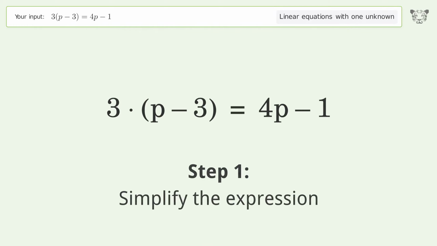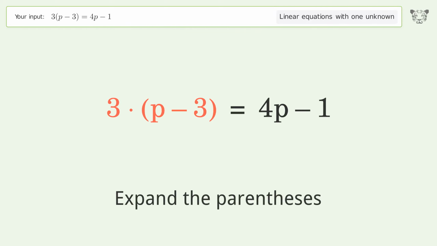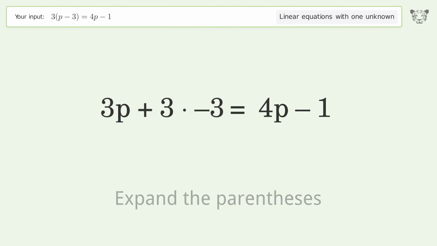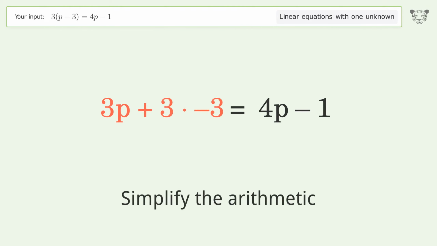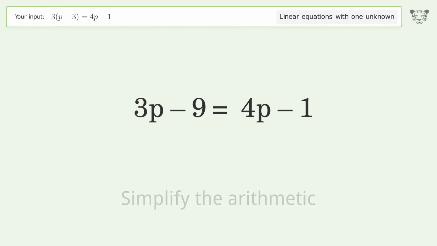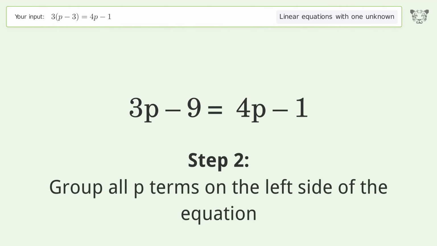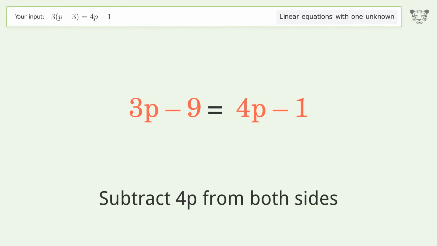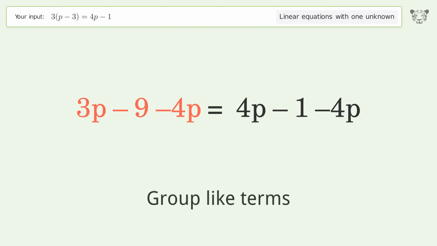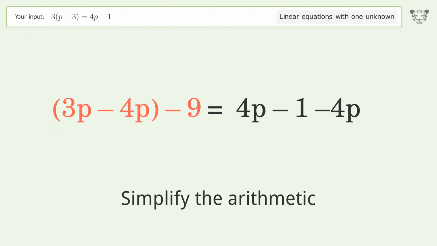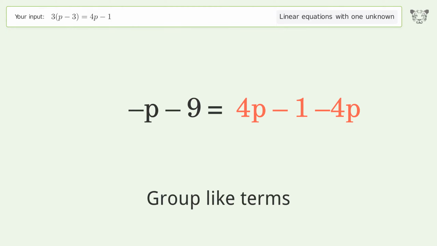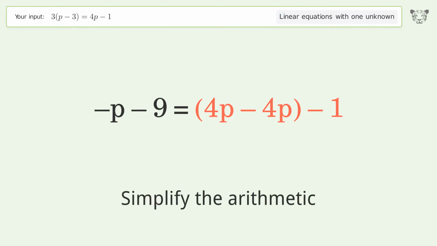Simplify the expression. Expand the parentheses. Simplify the arithmetic. Group all p terms on the left side of the equation. Subtract 4p from both sides. Group like terms. Simplify the arithmetic. Group like terms. Simplify the arithmetic.